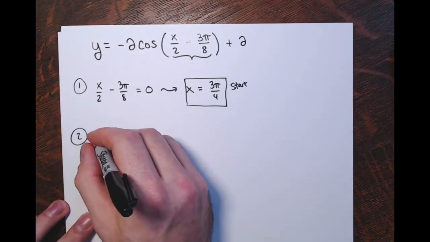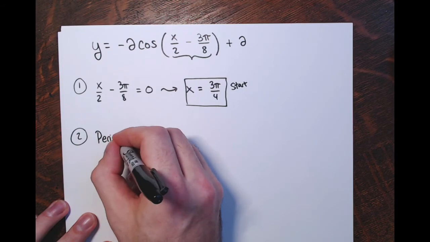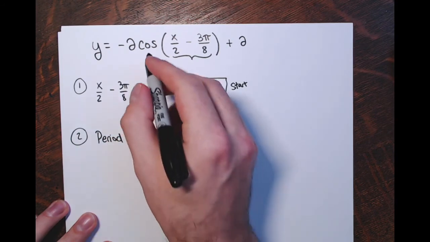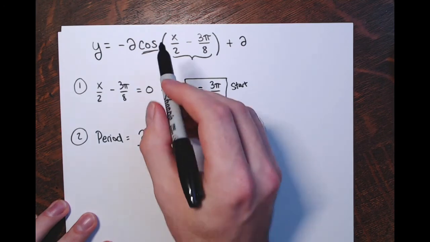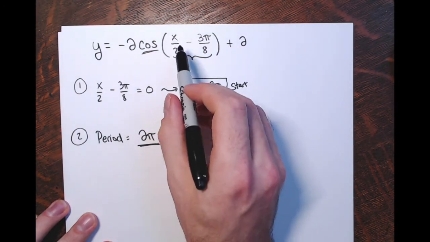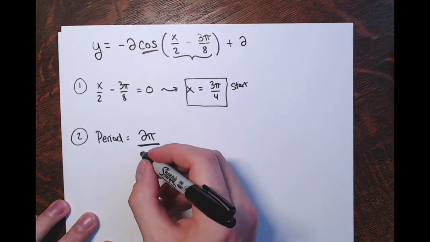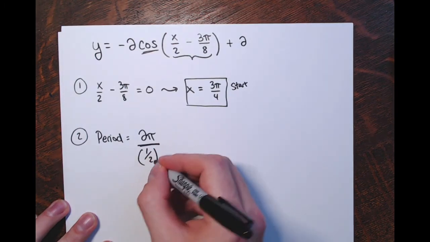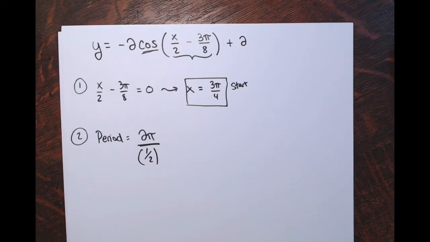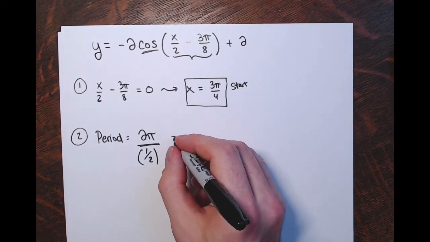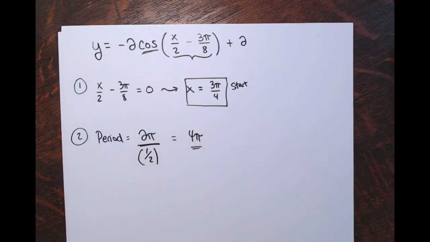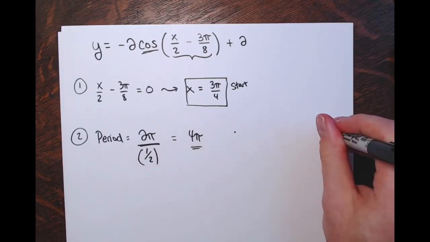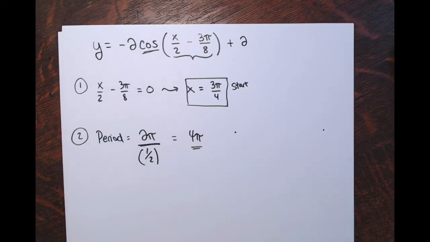Then, what's the period? Remember, for cosine and sine, it's normally 2 pi. But then that gets divided by the number multiplied by the x inside. Now this is, again, half x. So 2 pi divided by a half. And if it were negative, you divide by the positive, right? Keep the period positive. This is 4 pi again. All right, so the period is 4 pi. So from the start of my cycle to the end of my first cycle should be a distance of 4 pi radians, 4 pi units.